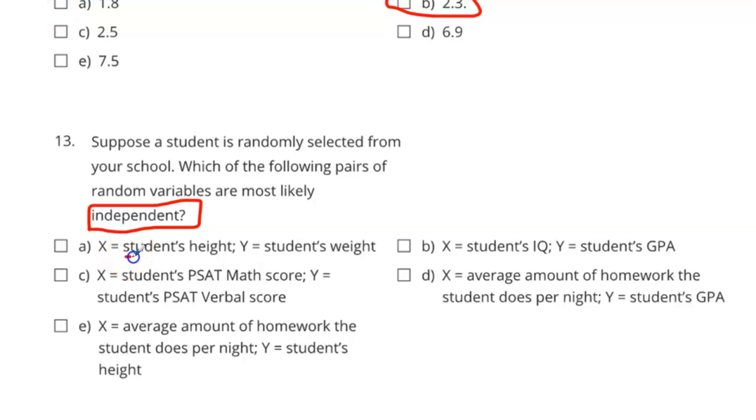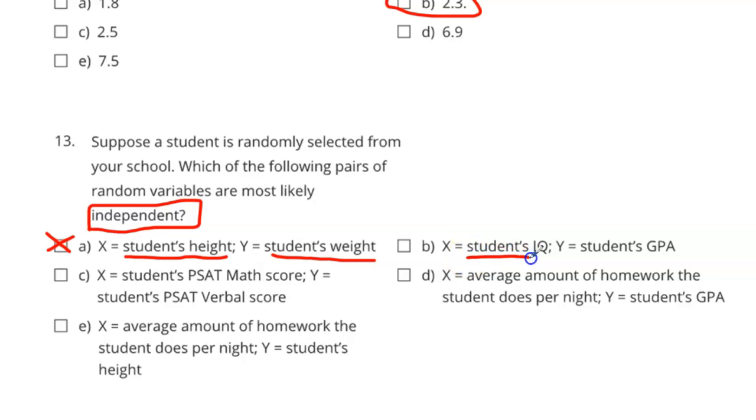First, X is going to be the student's height. Y is going to be the student's weight. Well, it seems to make sense that if a person is taller, there's probably more of them. So in general, their weight should be higher, right? If I have a friend that's 6'10", for example, their weight is probably higher than mine because I'm less than 6'10". So this one is most likely not independent, right? Your height and your weight are both physical characteristics that are affecting each other.